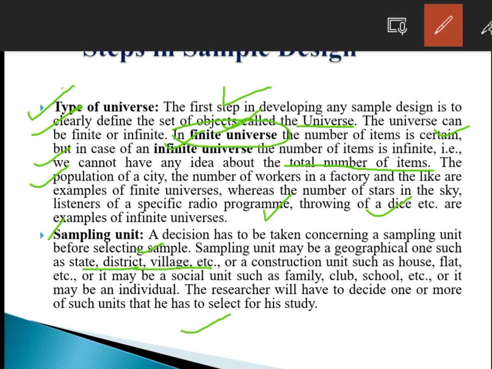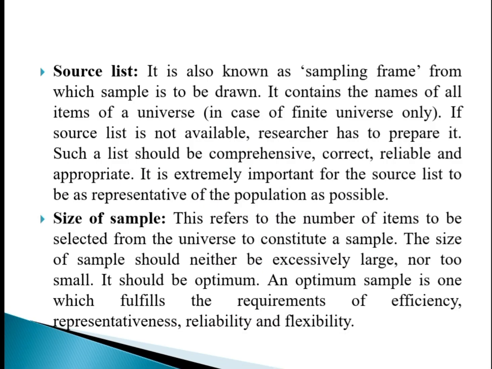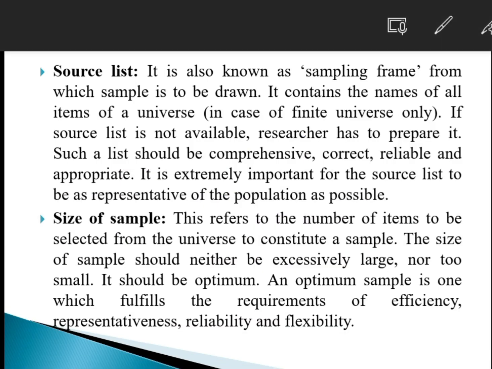The first step is we have to decide about the universe, the population. Second is the sampling unit, we have to decide about the sampling unit. Now the third one is the source list. It is also known as the sampling frame. This is a part of the sampling design. Sampling frame means from where and which sample is to be drawn. It contains the names of all the items of the universe.